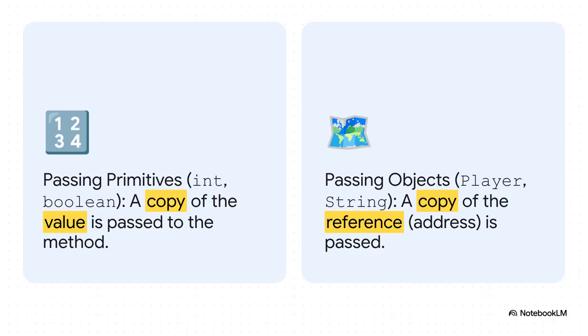The whole secret is understanding that Java treats two kinds of data differently. On one hand, you have your primitives. These are the simple things like an int, a double, a boolean. On the other hand, you have objects, which are more complex things. Now, when you pass a primitive, Java passes a copy of the value. But when you pass an object, it passes a copy of the reference. Think of it as the object's address in memory.